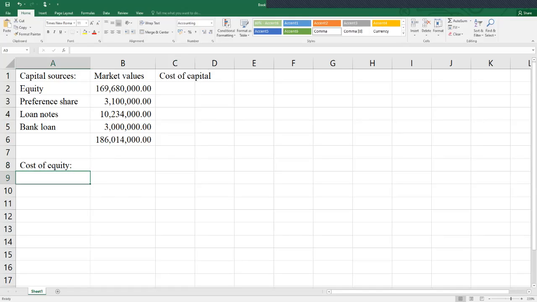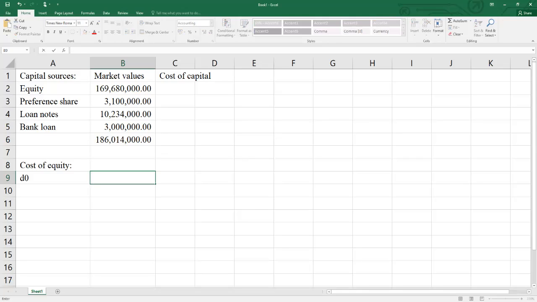Based on the information given to us, we have the dividend, so we can now use the dividend growth model. This is the cost of equity. As per the dividend growth model, we need to get the most recent paid dividend, which is D naught, which is equal to the most recent paid dividend of the company.